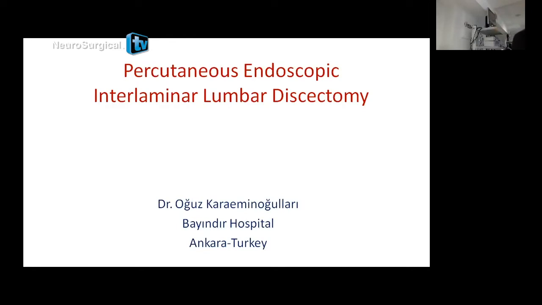In this technique, if the disc is here or here, contained discs, maybe you can take it. But for an extruded disc, a castrated disc, you can never reach this place. It's impossible. So sometimes some people use the posterolateral technique and also add foraminoplasty. This is the result. If you do foraminoplasty, you can do it here like this.